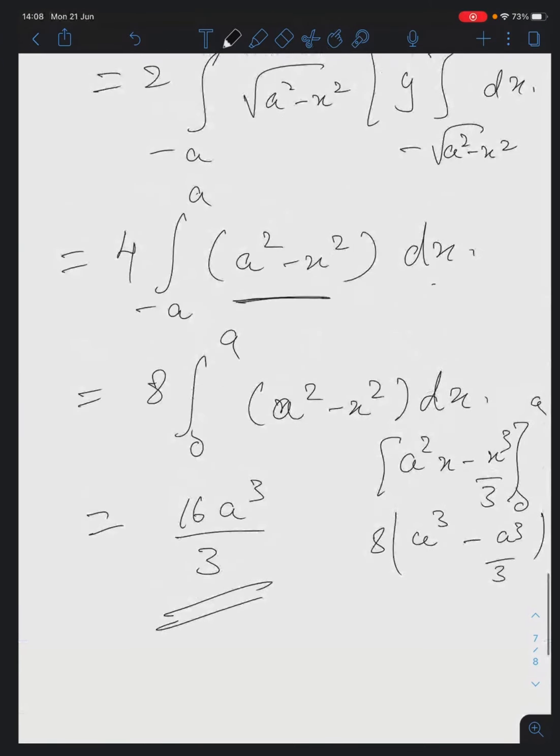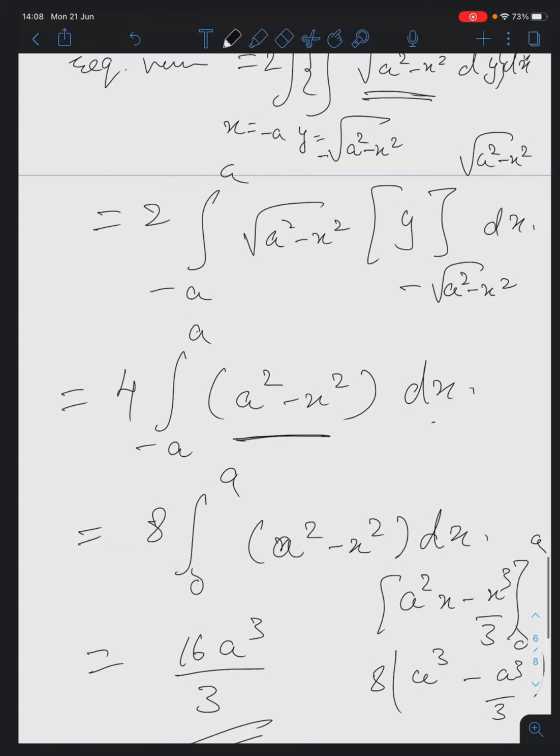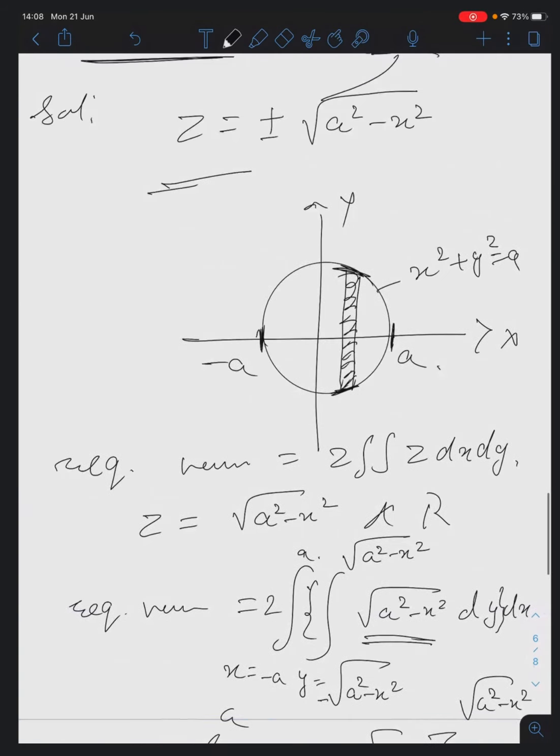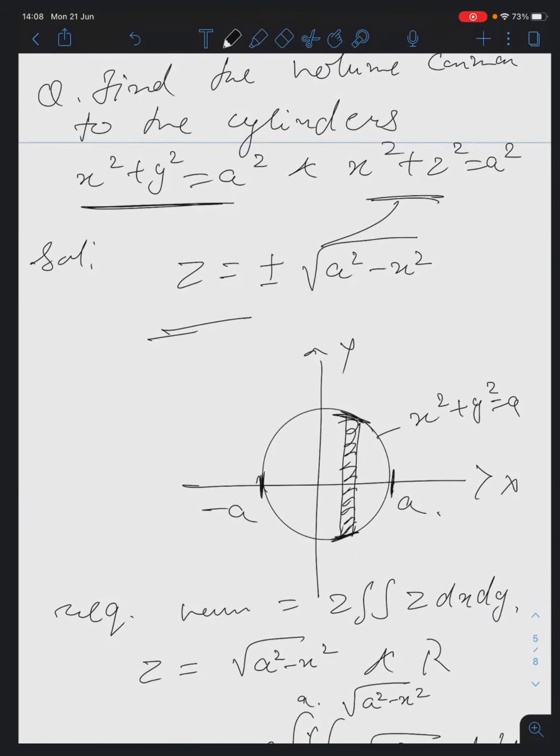Ma'am, why did we write 2z in the first place? See, actually z is plus or minus root over of a square minus x square, but it will be symmetrical in the xy plane. Okay. So that's why 2 times of that.